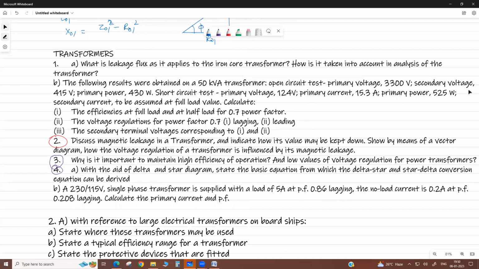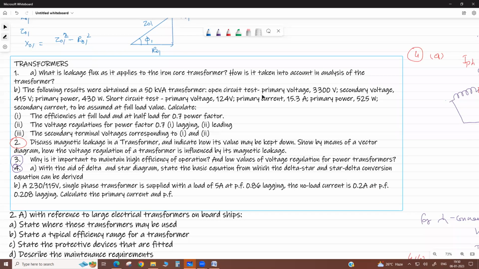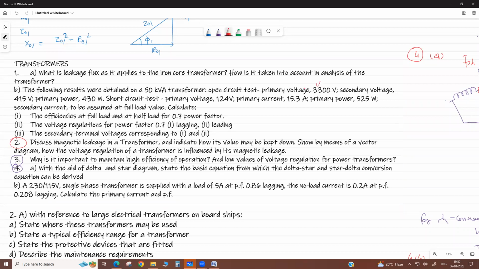So it gives results on a 50 kVA transformer. We conduct an open circuit test. In open circuit we apply the rated voltage, then we get a secondary voltage. So these are your rated values. This is V1, and this is your V2, or E1 or E2. Now the primary power, this is your power, this much watt. On the open circuit test, that is W naught, power input, that is V1 I naught cos phi naught, which is 430 watt.